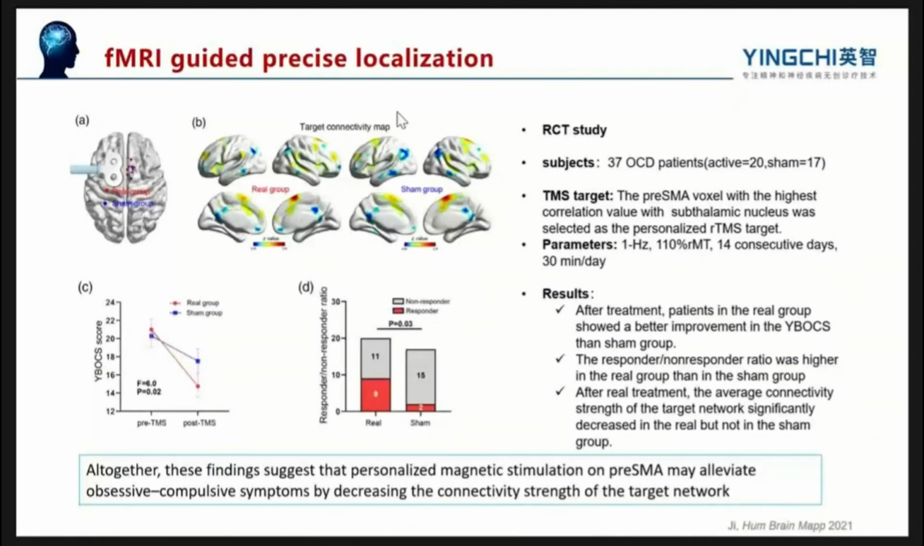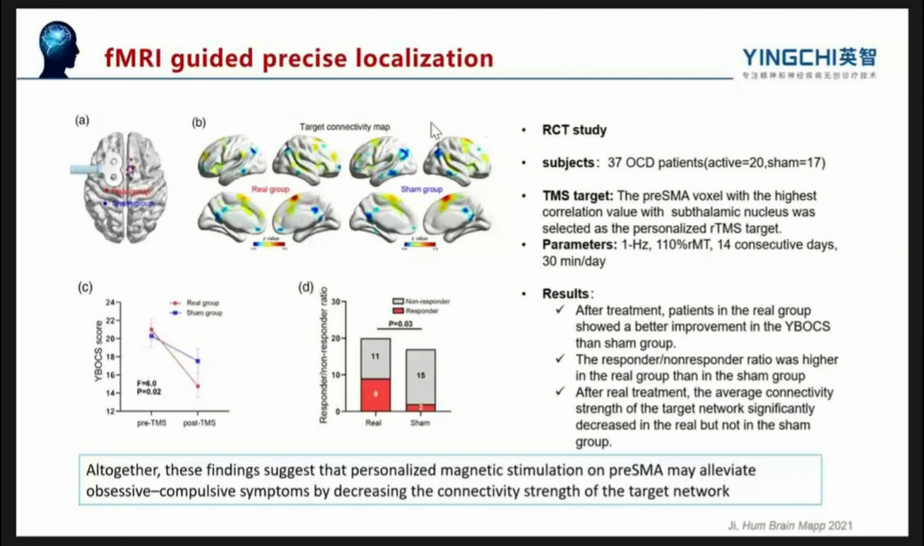And the next one is that some researchers tried to improve the localization prediction of the target. So normally, in a traditional way, when we target a specific area, we may use the observation method or use EEG caps. There are some specific markers in the 10-20 EEG montages.